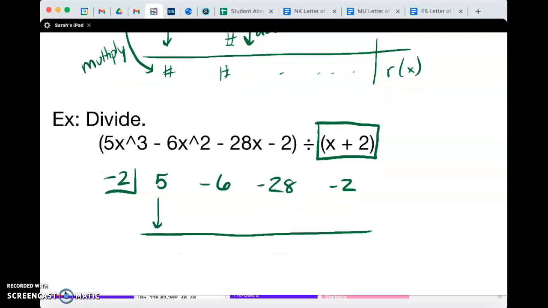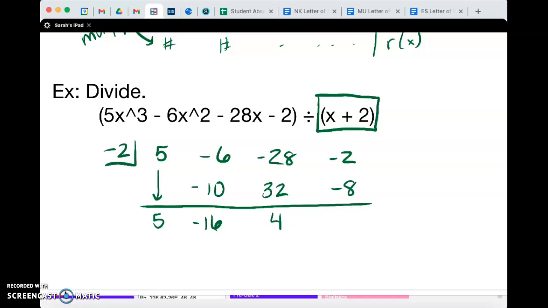So first term always drops down. And then we have to multiply around. So -2 times 5 is -10. And I want to add vertically, so -6 plus -10. And you repeat the 5, so let me multiply again. -2 times -16. And then we're adding 4, and then multiply again.